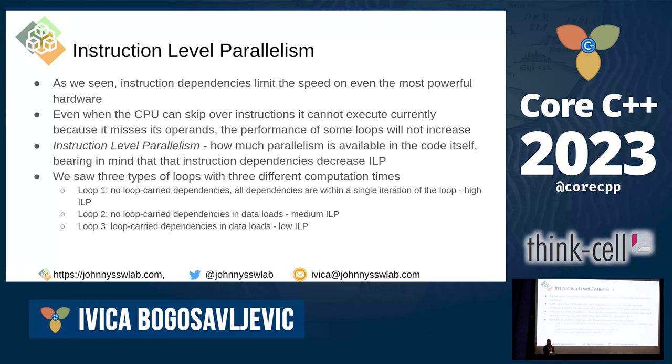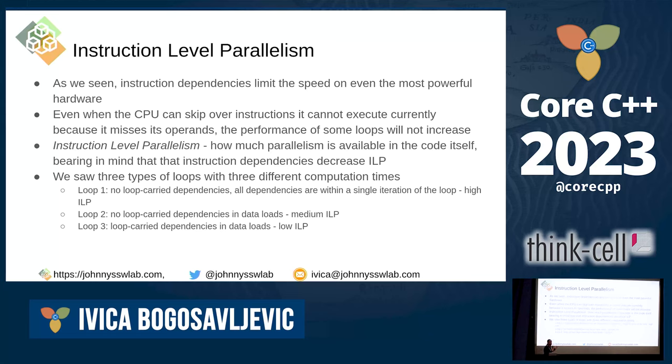So what happens? You have the most powerful hardware, but it's not as fast as you would expect. And the reasons are these instruction level dependencies. Modern out of order CPUs, that you have in your mobile phone, in your desktop, in your server, can skip instructions that they cannot execute because they miss the parameters, but it won't help them. If you have a dependency chain that goes from the beginning to the end of the loop, it won't help, so it won't work.